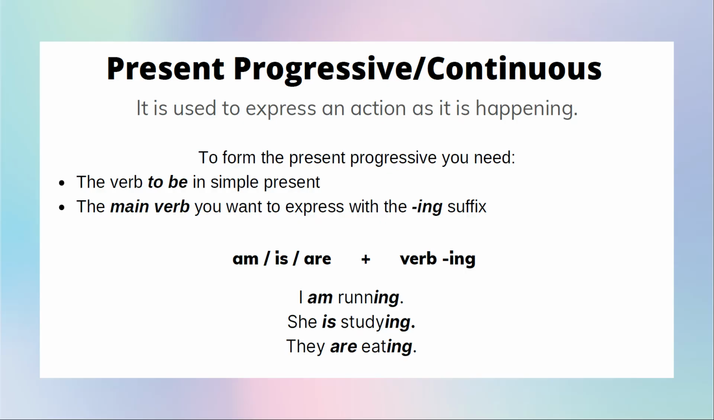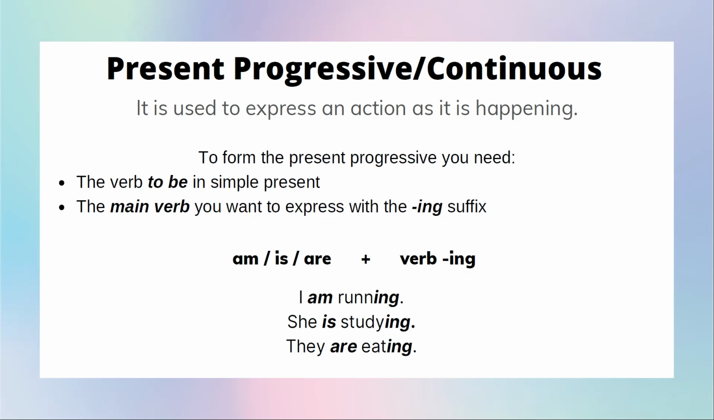So let's begin. The first tense is the present continuous. We use this tense to express an action that is happening right now, in the moment that we are talking, so in the present. To form the present continuous, you must use the appropriate simple present form of the verb to be, followed by the verb that you want to express with ing at the end.